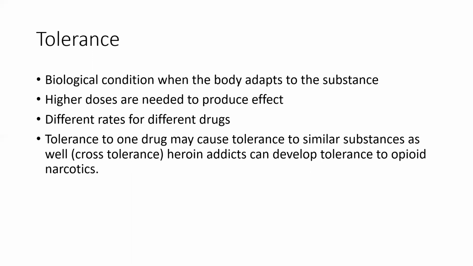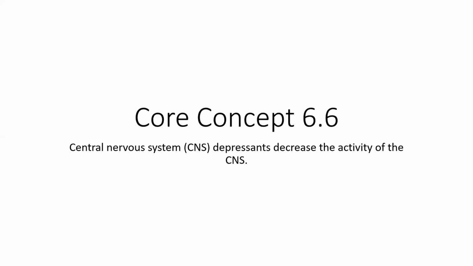Tolerance to one drug may cause tolerance to similar substances as well, called cross tolerance. Heroin addicts can develop tolerance to opioid narcotics. So now if you give them an opioid, there is no use of that drug to their body.